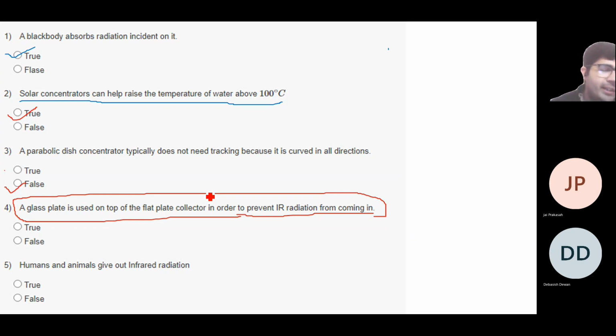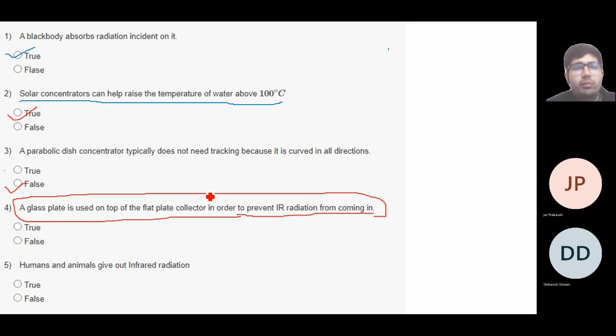So first of all, infrared radiation is not coming in, because the light is in the visible range, or maybe some part in the UV range. That is striking on the flat plate collector, and the glass is transparent to those ranges. After they strike the collector plate, the reflected radiation will be in the infrared range. That will be trapped because the glass is opaque to infrared radiation.